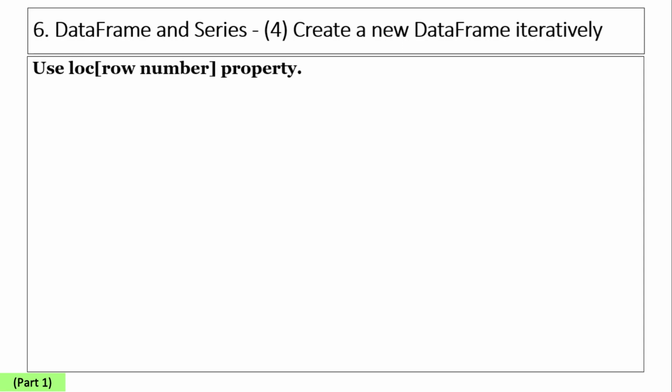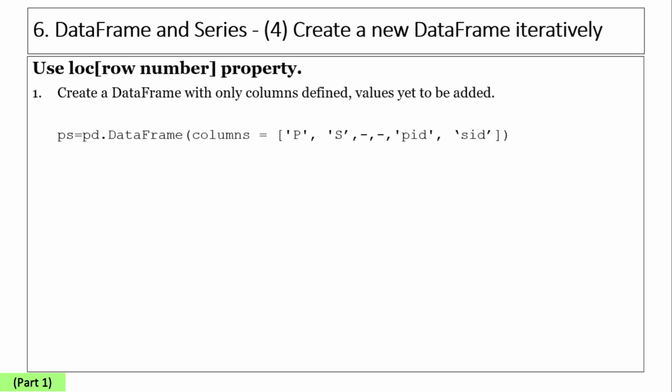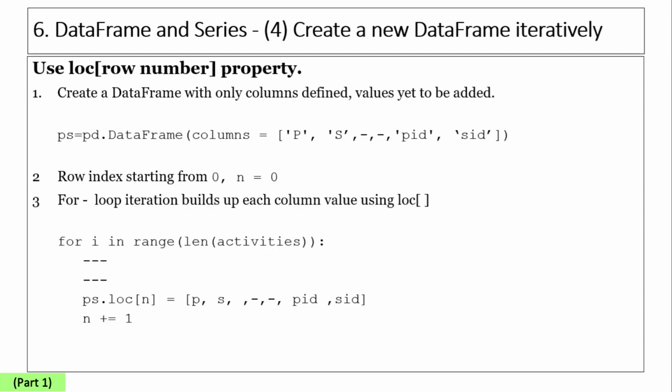A new data frame is created iteratively using the loc property. As the first step, invoke a new data frame using the pandas DataFrame constructor. Column names are given for the new data frame. Next, initiate the first row index, n=0. Find values iteratively row after row and form a list. Finally, the list of values is assigned to the data frame's loc row number iteratively. In the program, this method is adopted to make a complete one-to-one predecessor-successor related data frame.